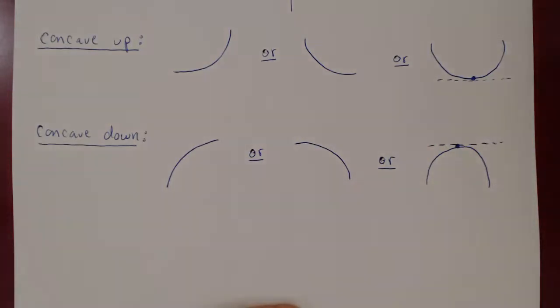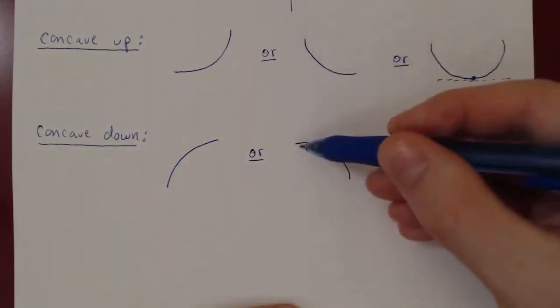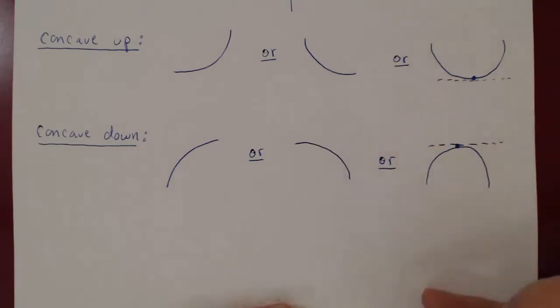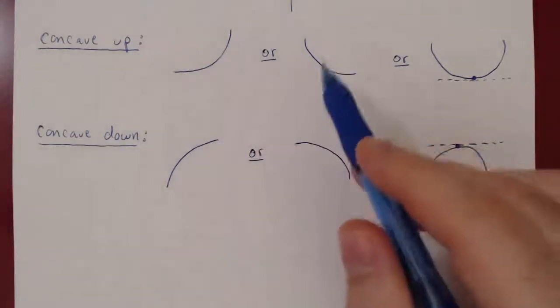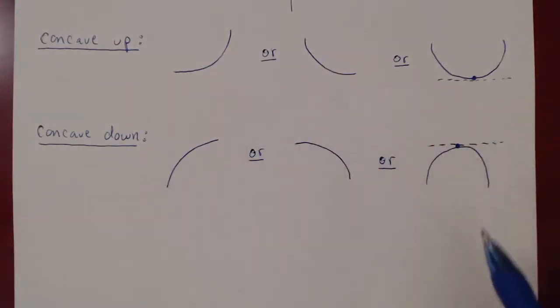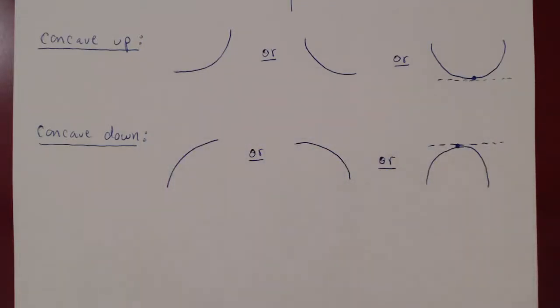Suppose the first derivative was negative, then the graph would be decreasing. But is it decreasing concave up or decreasing concave down? And so you see, with the first derivative alone, we will not be able to know whether the curve is concave up or concave down. So the first derivative is not enough. Let's ask now, what could possibly tell us whether the curve is concave up or concave down?